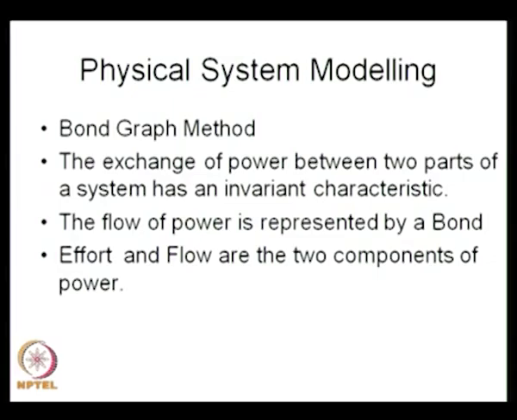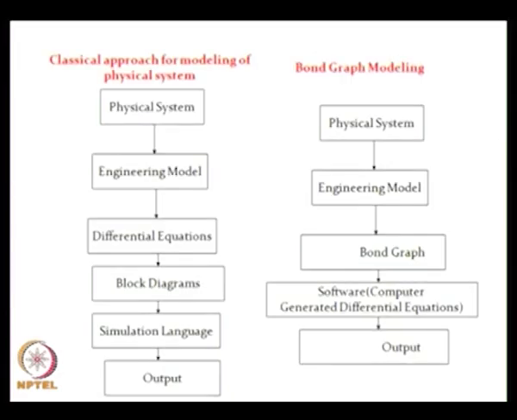The flow of power is represented by a bond. Whenever you have an exchange of power we represent that by a bond, and effort and flow are the two components of power. So, there are two parameters we need to define to get the power, that is the effort and flow. The main difference between the classical approach for modeling a physical system and bond graph modeling is shown here in this diagram.